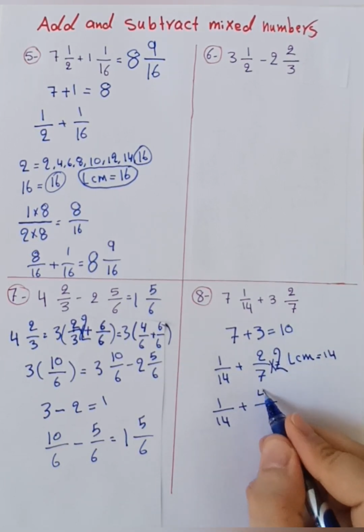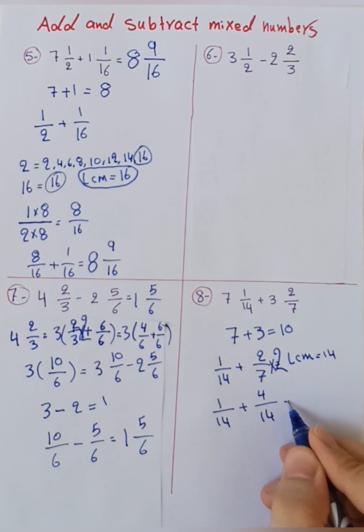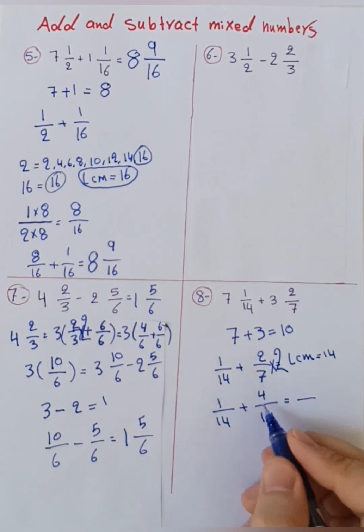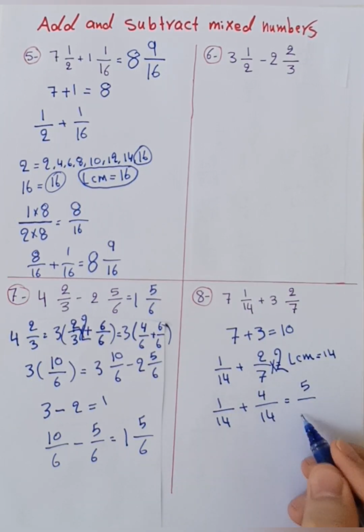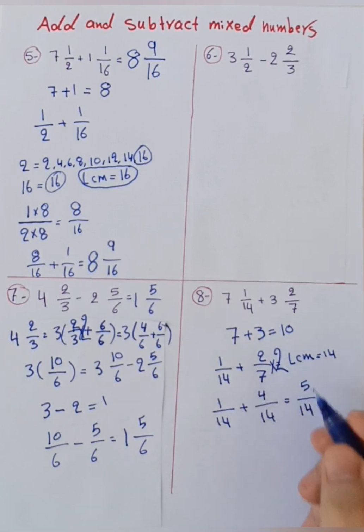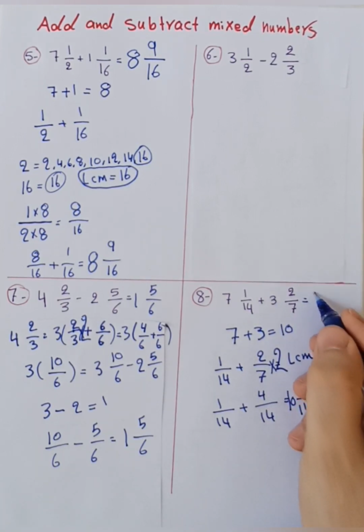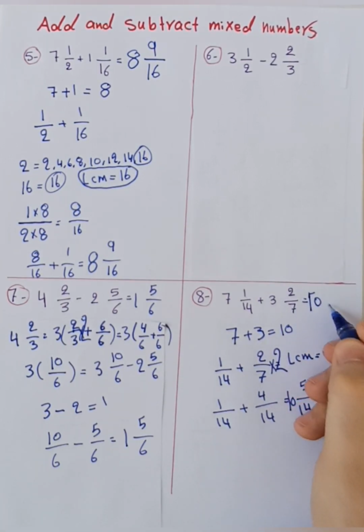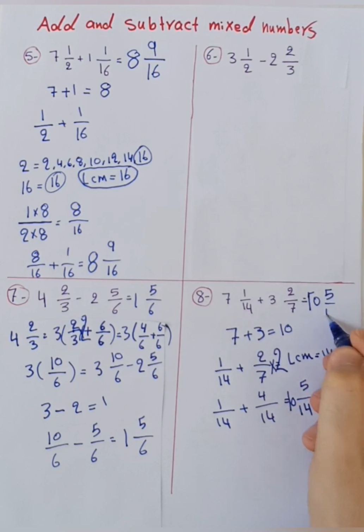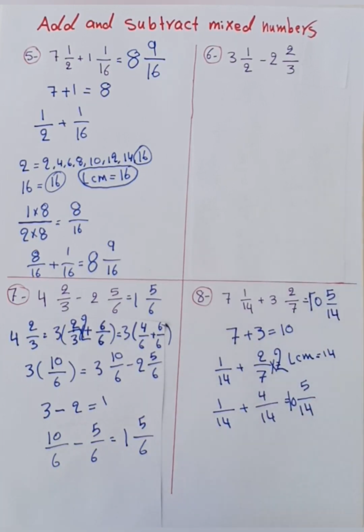2 times 2 is 4. 2 times 7 is 14. Now 1 plus 4 is 5 out of 14. And the whole number is 10. You have to write 10 and 5 out of 14. So the sum is 10 and 5 out of 14.